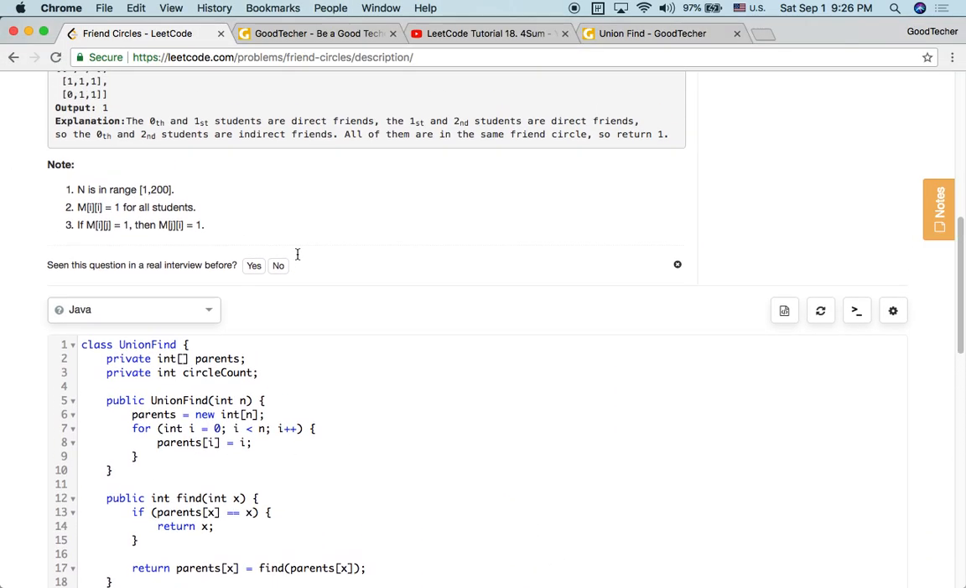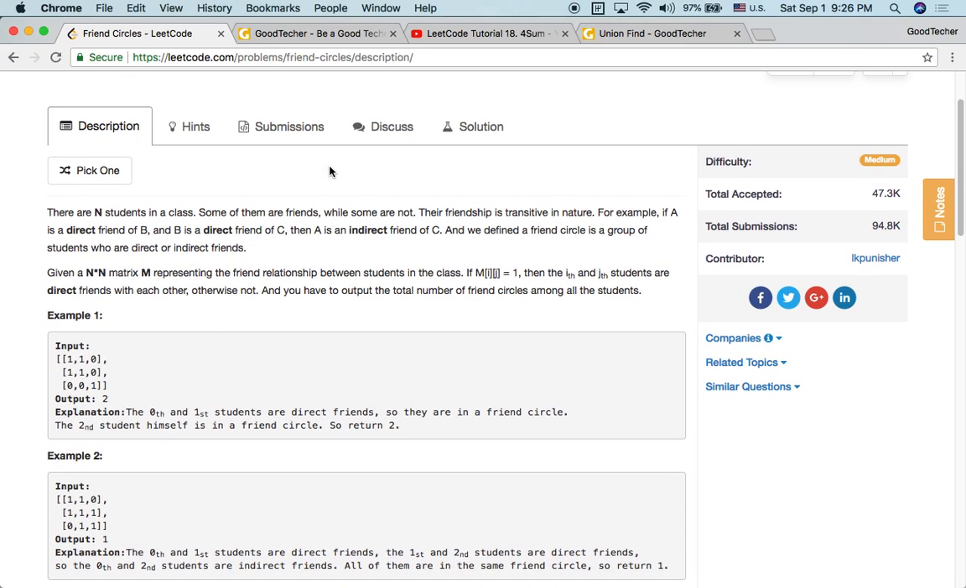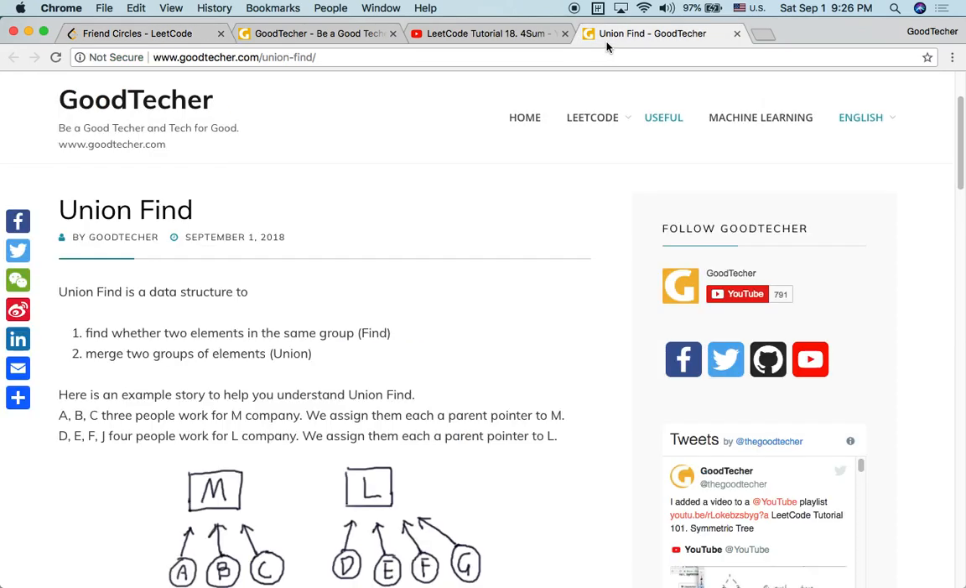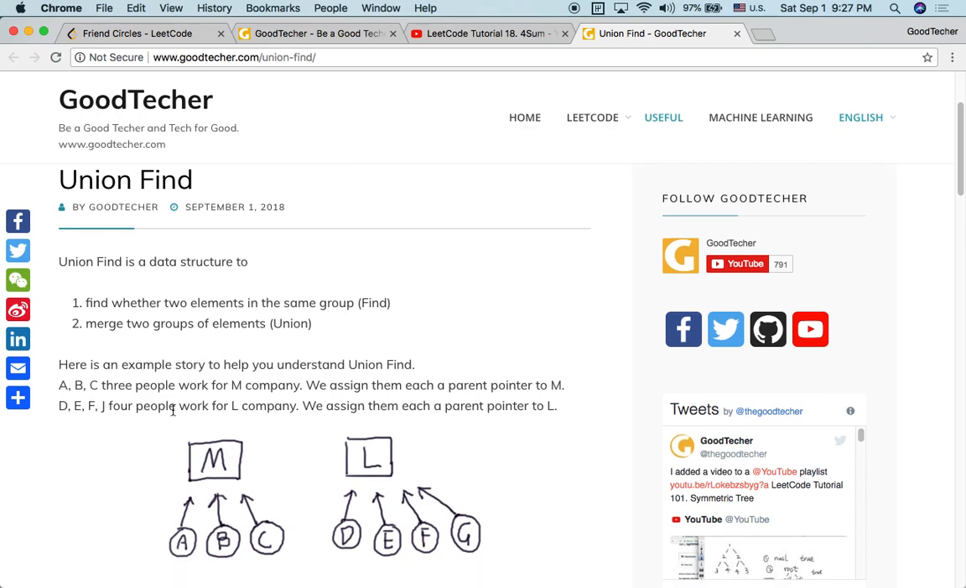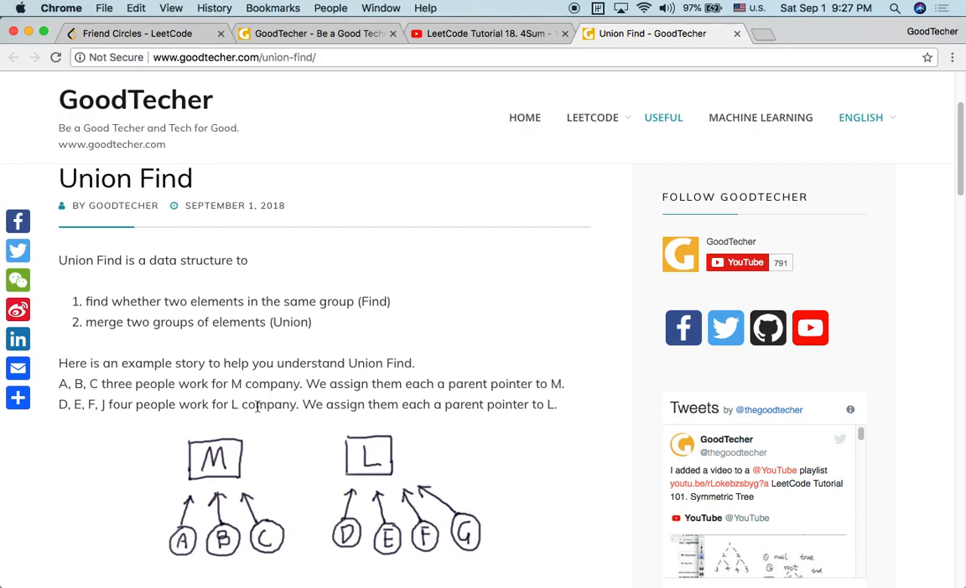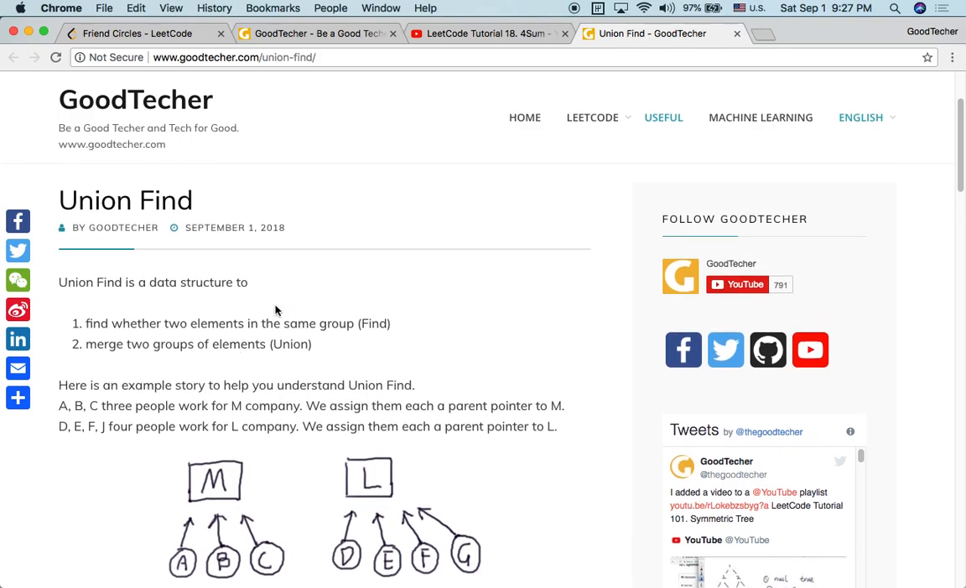Also pay attention to how to implement union find as a data structure in the code. What is union find as a data structure? What is the purpose? And you can look at some example stories to help you understand what union find is. Just practice, so you will remember this union find data structure and be comfortable using it to solve this friend circle problem and other similar coding problems.